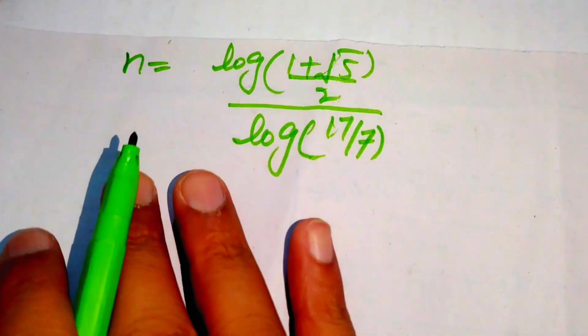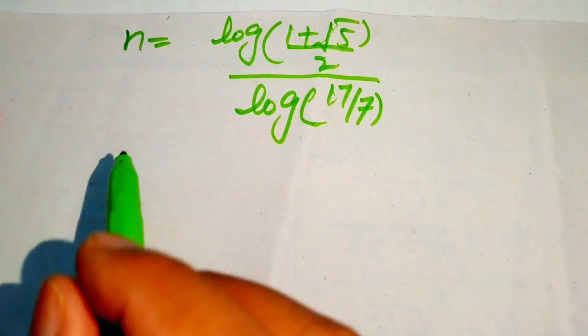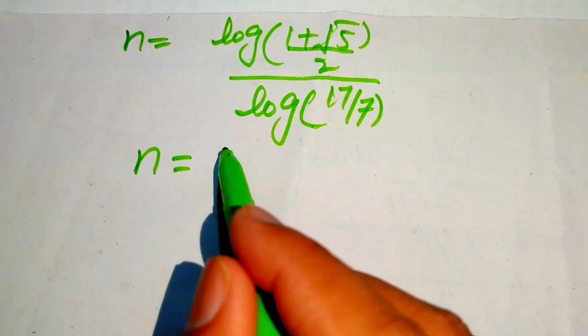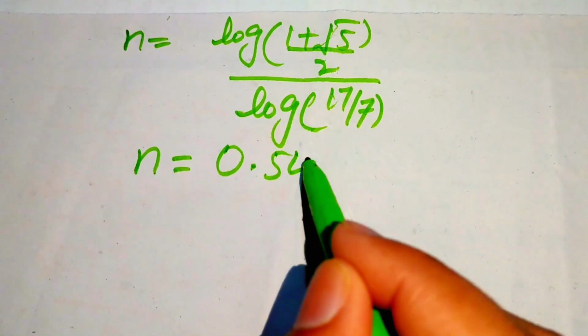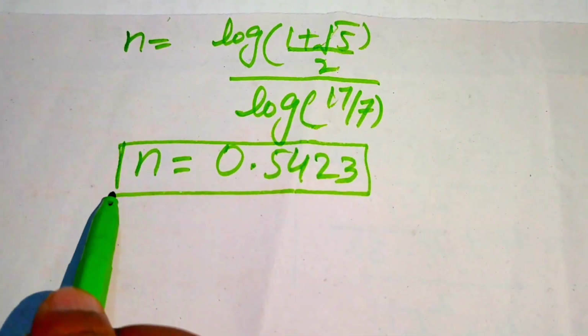In the next step we use the calculator to find the value of these logs. After using the calculator, we finally get the value of n equals 0.5423. This is the final answer to this question.